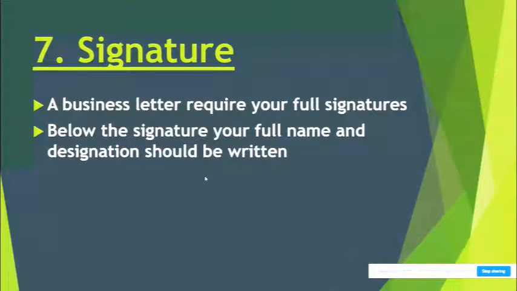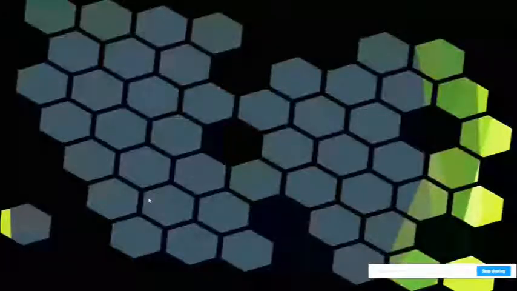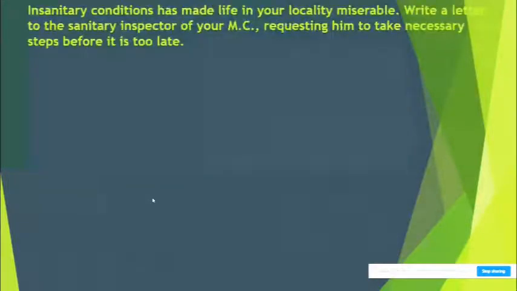and now I will be explaining the same seven parts of your letter with an example of writing an application or a letter that is formal in nature. Just suppose you have a question given in your examination that insanitary condition has made life in your locality miserable. Write a letter to the sanitary inspector of your MC, municipal corporation, requesting him to take necessary steps before it is too late. Just evaluate the question and then you have to write it.